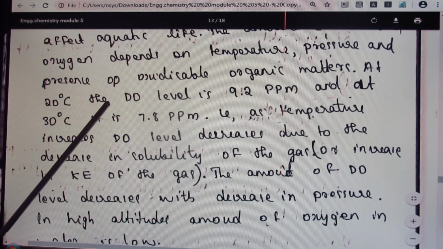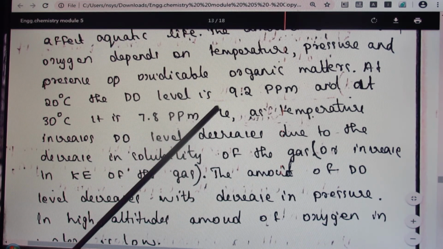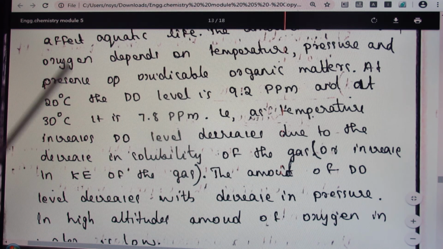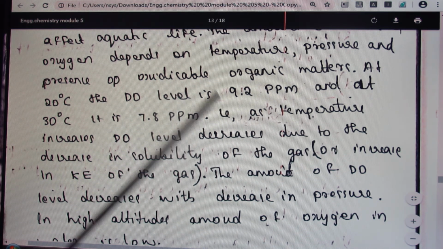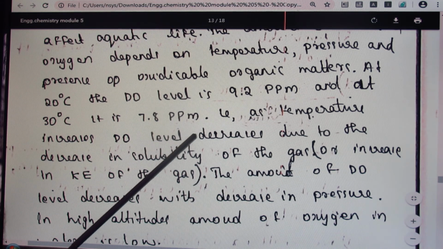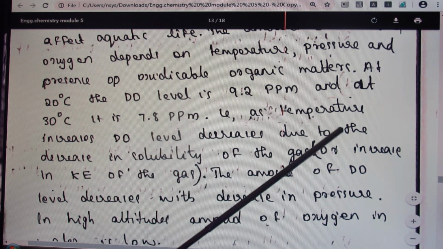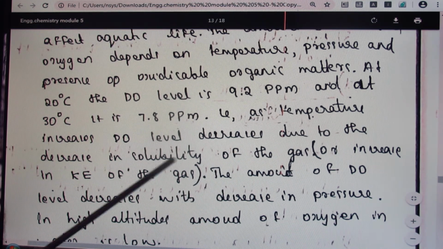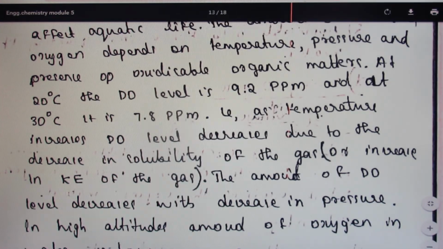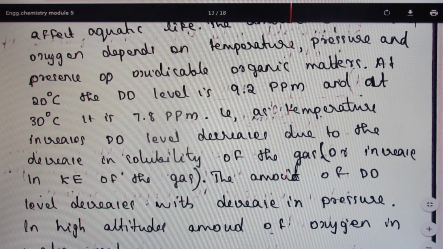At 20 degrees Celsius, the dissolved oxygen level is 9.2 ppm, and at 30 degrees Celsius it is 7.8 ppm. That is, as temperature increases, dissolved oxygen level decreases due to the decrease in the solubility of gas or the increase in the kinetic energy of gas. Here I just mentioned an example.